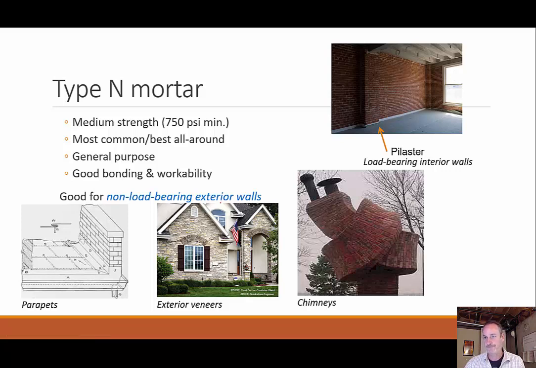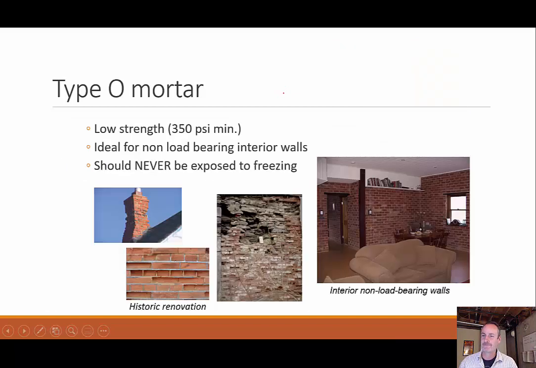or the M. And you can see here we talked about pilasters in a concrete sense, same idea. It's basically like a column inside or along a wall or built into a wall that's carrying, in this case, this beam over here. So there's a high compressive load here, but not too high apparently, otherwise it wouldn't be in this category. Type O mortar is considered a low strength mortar, 350 psi minimum.